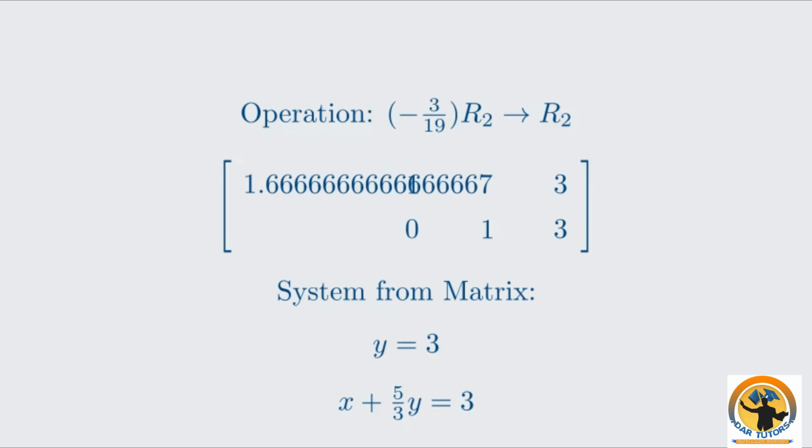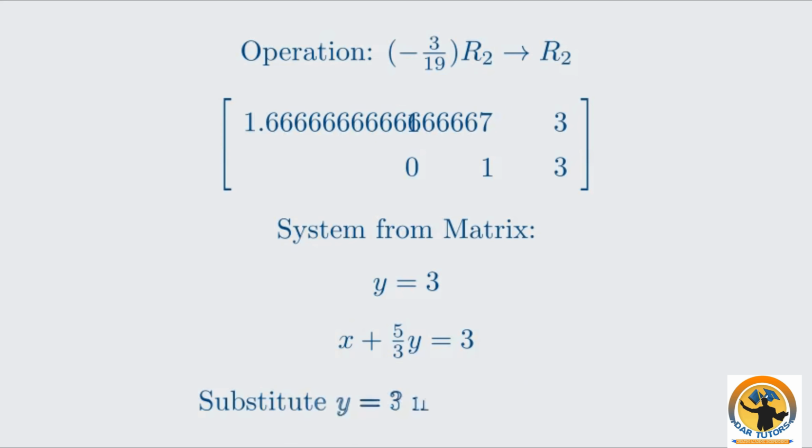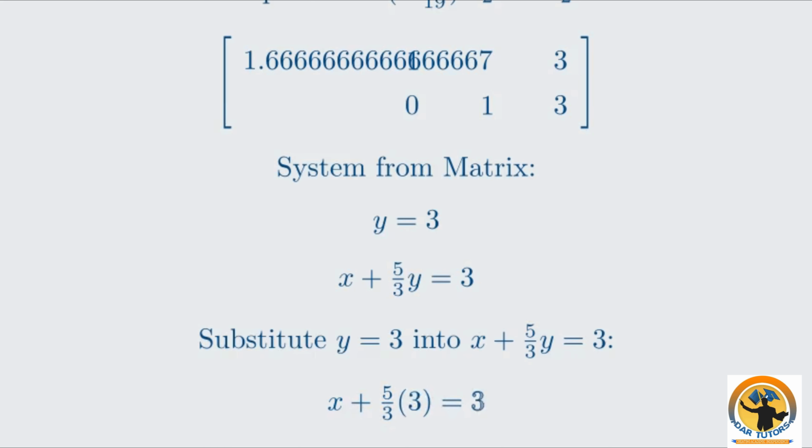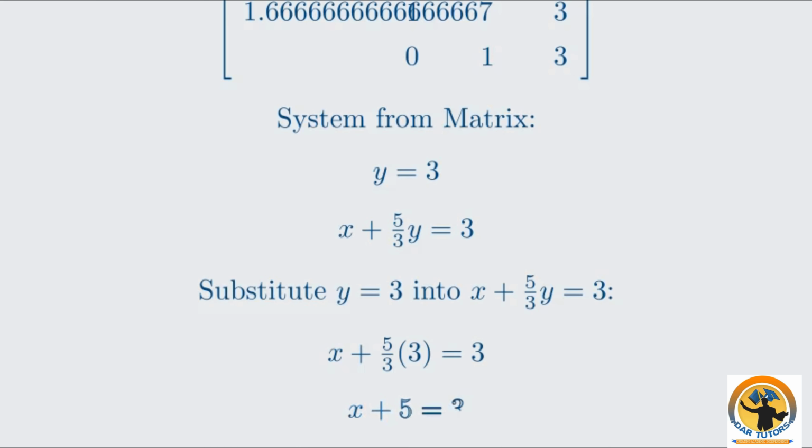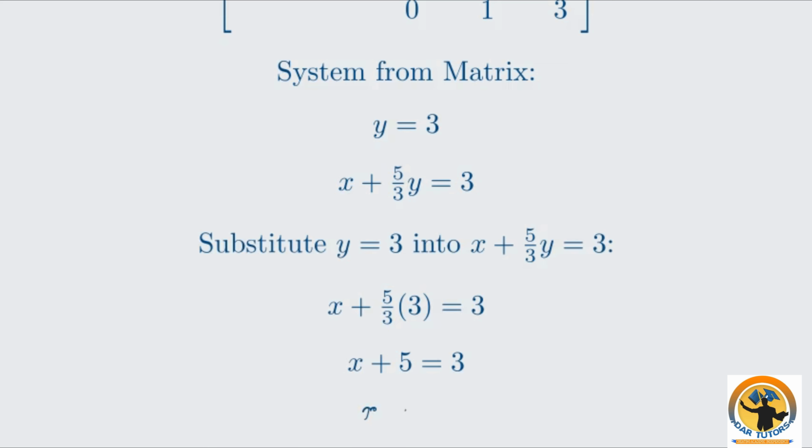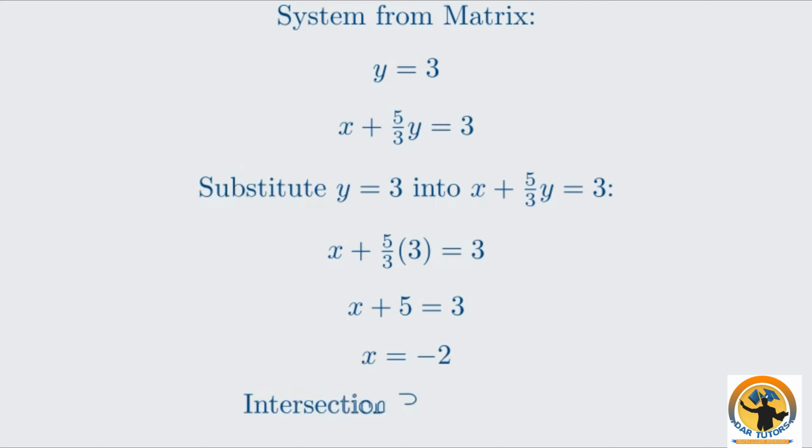Now we can use back substitution to find x. Substitute y equals 3 into the first equation. X plus 5/3 times 3 equals 3. This simplifies to x plus 5 equals 3, which means x equals negative 2. Therefore, the lines intersect at the point with coordinates negative 2, 3. This is a unique solution, confirming that the lines are intersecting.